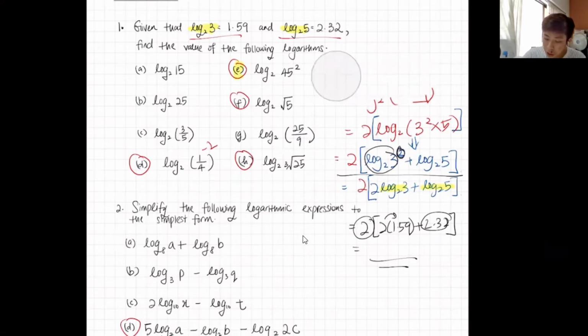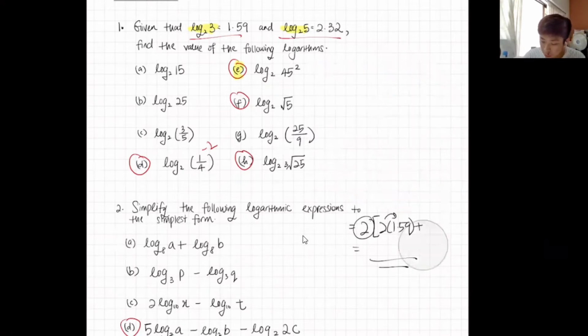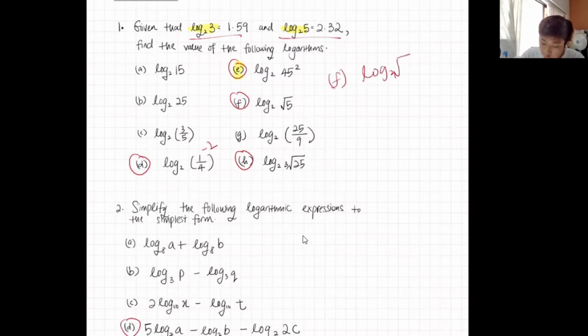Okay, so after E, I'll do F now. It's basically log 2 square root 5. Always change the square root to the power of half first. Because when you change it to the power of half, you can throw the half to the front. Let me ask you a question. Can you straight away substitute log 2 5 with 2.32 here? Cannot. Don't ever forget, cannot.